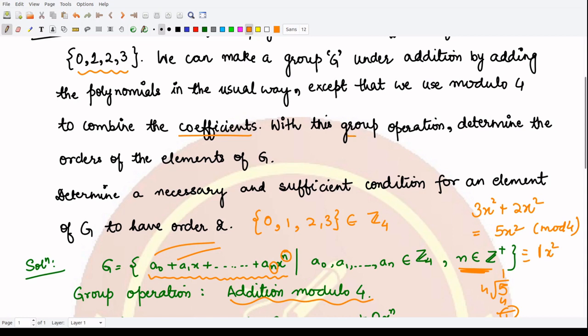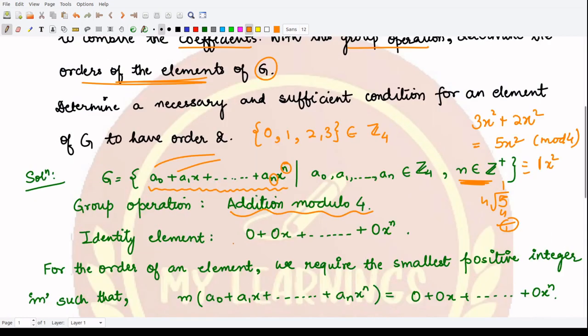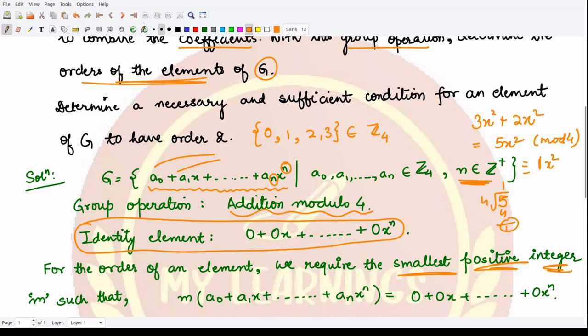Now they are saying that with this group operation we have to determine the order of the elements of G. How many elements are there in this G? We have an infinite number of elements present in G, so it is not possible for us to calculate the order for individual elements. So what else can we do? First of all, for order you require the identity element, which is the 0 polynomial. For the order of an element, we require the smallest positive integer m such that m times that polynomial is equal to the 0 polynomial.